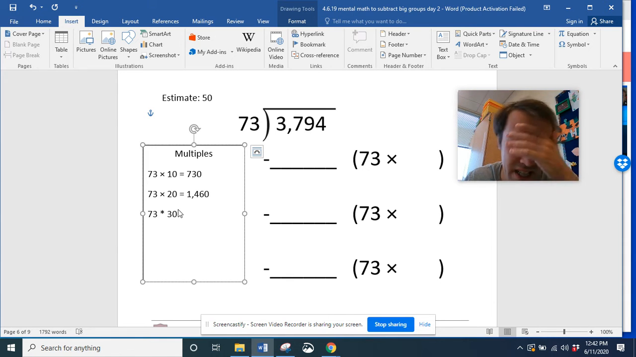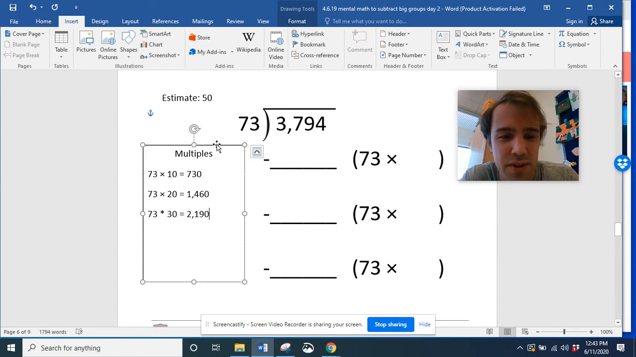So if you realize that making a list of all the multiples is taking too long, try to think of a better way. Maybe you don't need to list out all these multiples to start these problems. Like 73 times 30 is 2,190. Look, I'm not even close. I'm at 2,190, and I'm trying to get all the way up to 3,794. I don't want to take away small groups because that's going to make my work take longer.